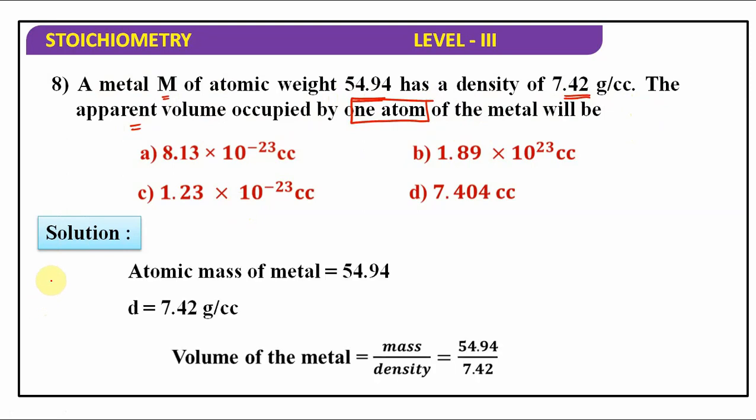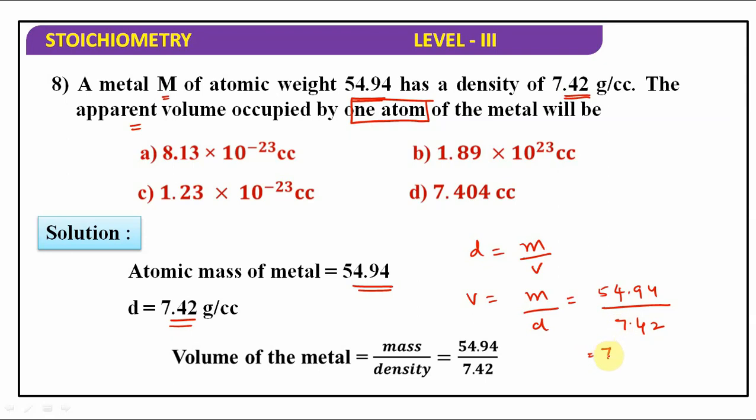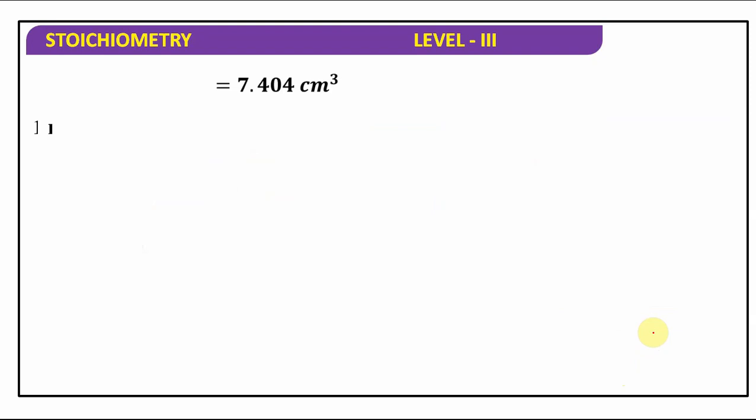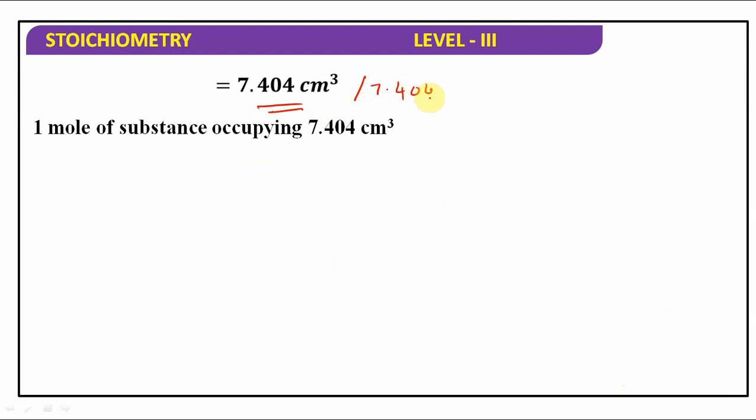See, when we have an atomic mass and density, atomic mass is 54.94, density is 7.42. Then density is equal to what is the formula? Mass by volume. Volume is equal to mass upon density. Mass here is atomic mass 54.94 upon 7.42, that is the density we have. Yes or no? 54.94 upon 7.42. If you solve it, you will get around 7.404 something. Yeah, correct, 7.404 cc or 7.404 ml.